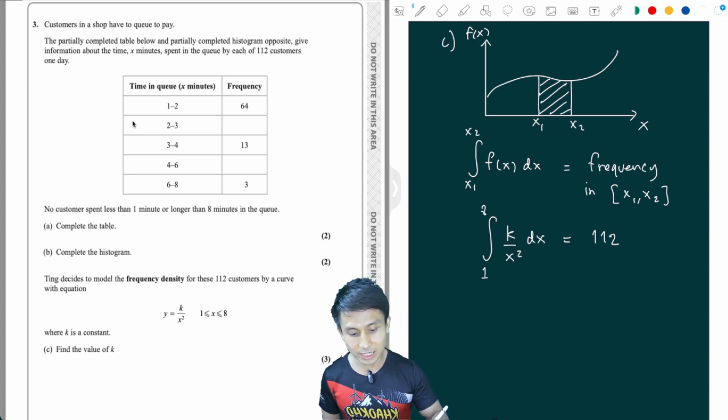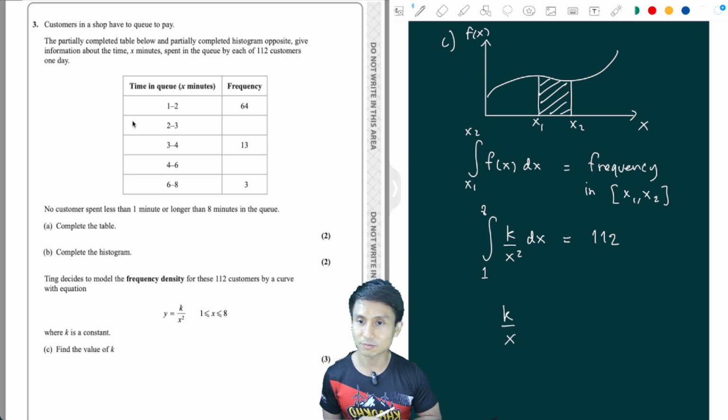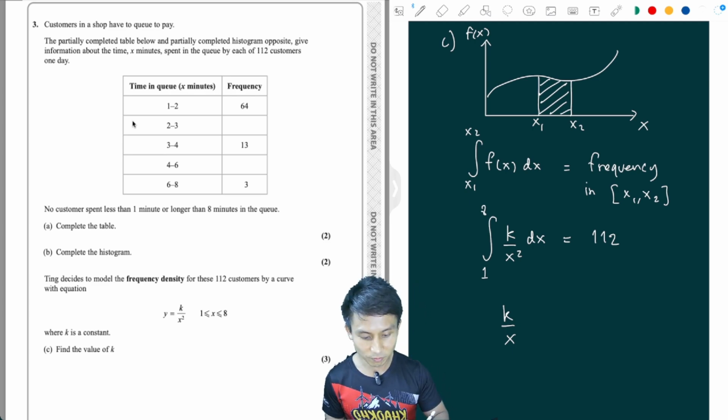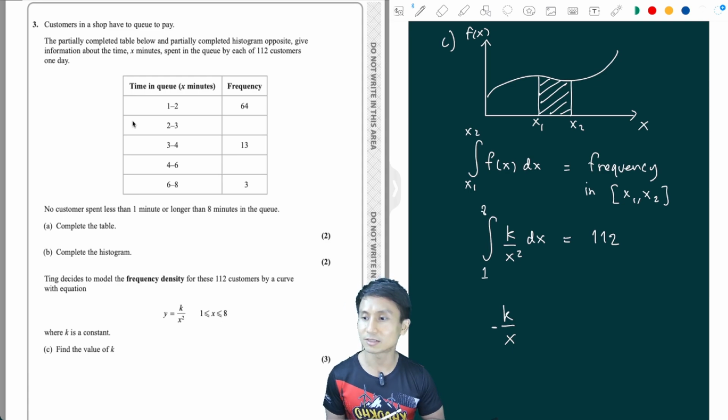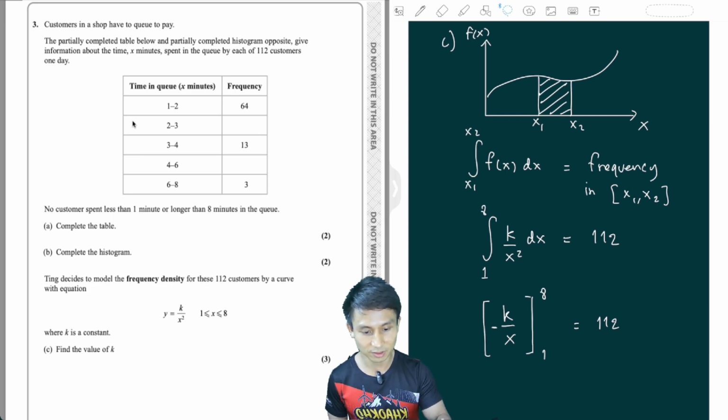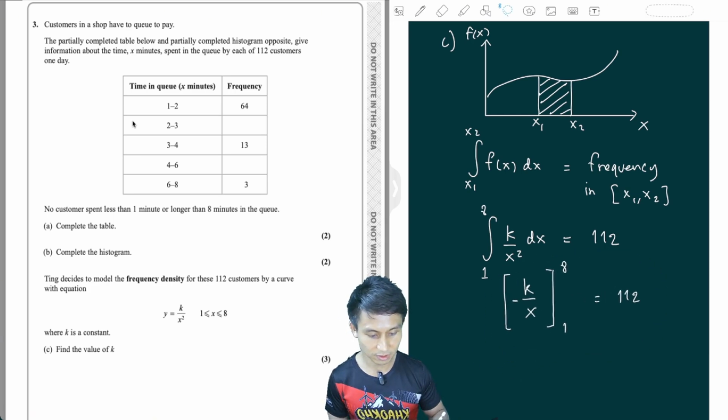Okay, so integrating x to the power of minus 2 here. The power added 1 becomes x to the minus 1, and then we put a minus sign in here because we're also dividing by minus 1. So that is the integral of k over x squared. I put the bounds in 1 to 8 and equate that to 112 because that's given, the total frequency. Okay, so that's just the working there.